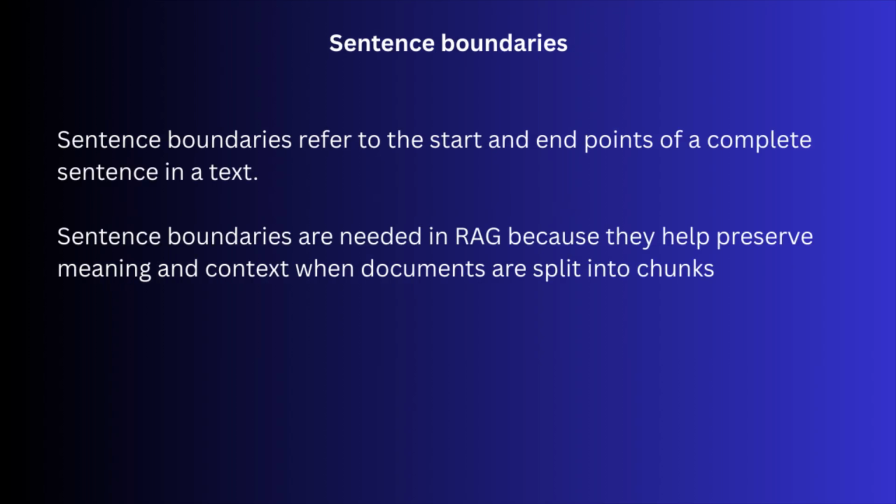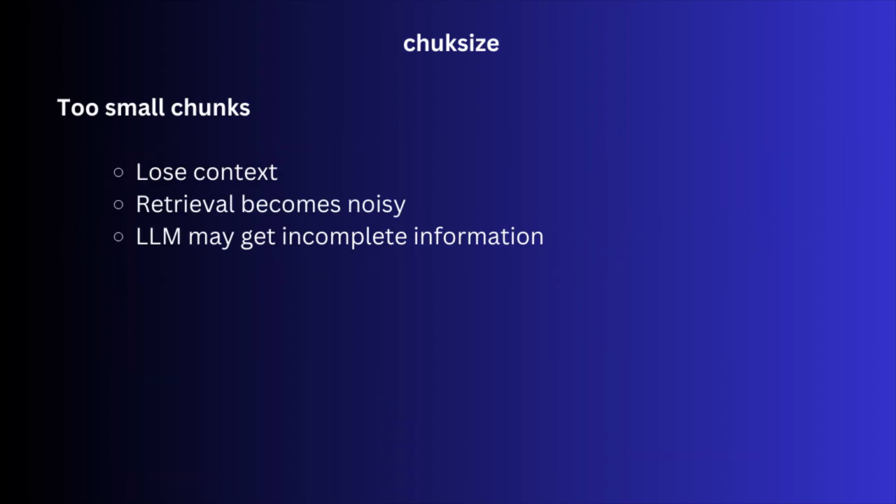Sentence boundaries. Sentence boundaries refer to the start and end points of a complete sentence in a text. Sentence boundaries are needed in RAG because they help preserve meaning and context when documents are split into chunks. In simple terms, they define where one sentence ends and the next sentence begins. If text is cut in the middle of a sentence, the chunk may lose important information, which leads to poor embedding and inaccurate retrieval.